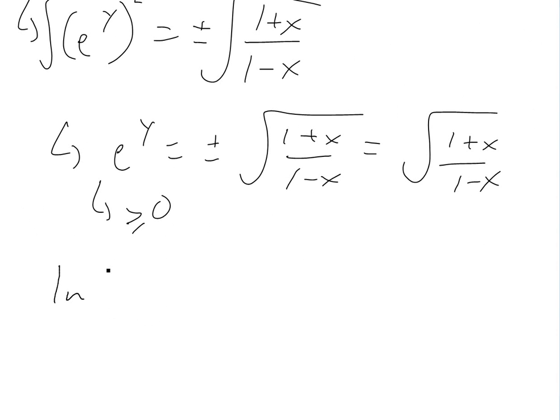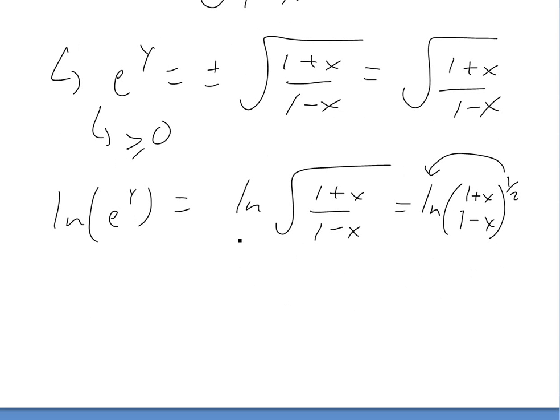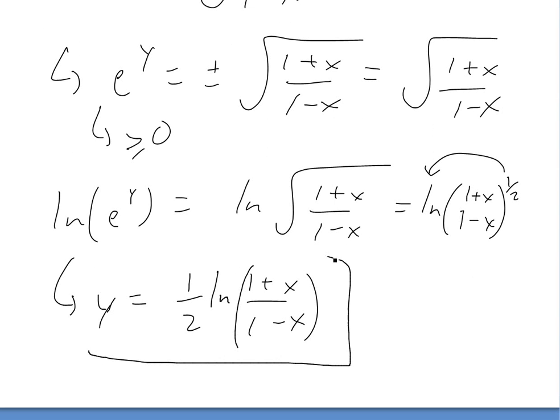Then taking ln of both sides, we're going to have ln e to the y is equal to ln of the square root of (1 plus x) over (1 minus x). Again, this one is equal to ln of (1 plus x) over (1 minus x), and this is 1 over 2. And then remember with lns, the log rule, you just bring it down here. And ln e to the y is just equal to y. So we're left with y is equal to 1 over 2 ln of (1 plus x) over (1 minus x). Yeah, that's basically our derivative.